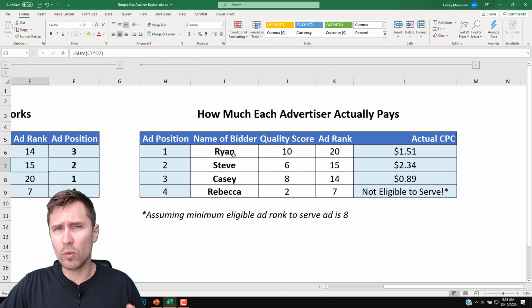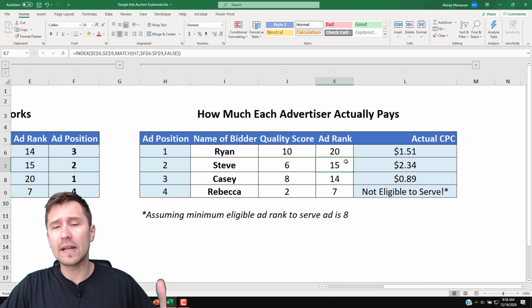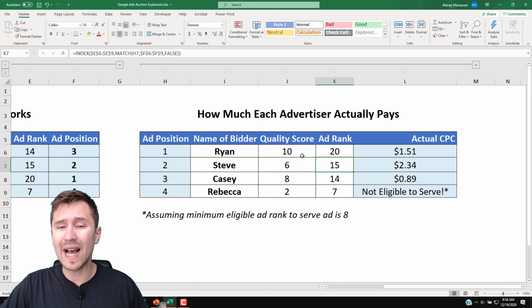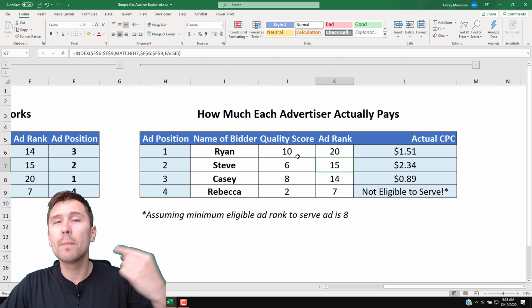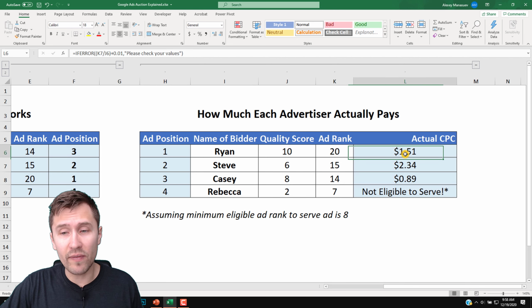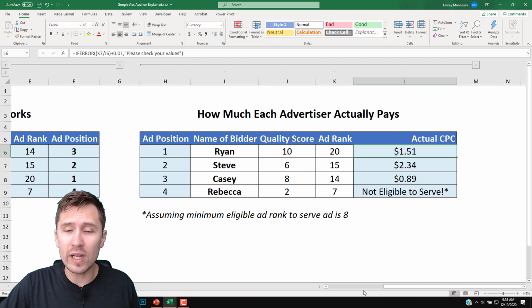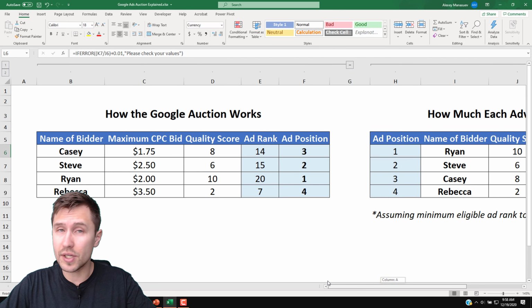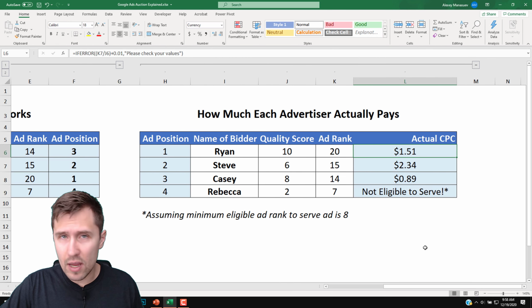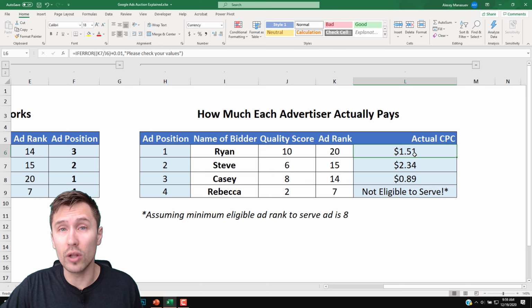So the way you determine how much someone actually pays per click: Ryan's quality score is a 10, the next person's ad rank is a 15, so you divide. You do 15, the next person's rank, divided by 10, which is 1.5, plus 1 cent because you're outbidding. So 15 divided by 10 is 1.5. But then in order for Ryan to show up, he's got to pay that extra 1 cent. And we know that he's willing to pay up to $2, right? Ryan's bid is $2. So he's okay with paying $1.51 to have his ad show. So that's how much Ryan actually pays, $1.51.